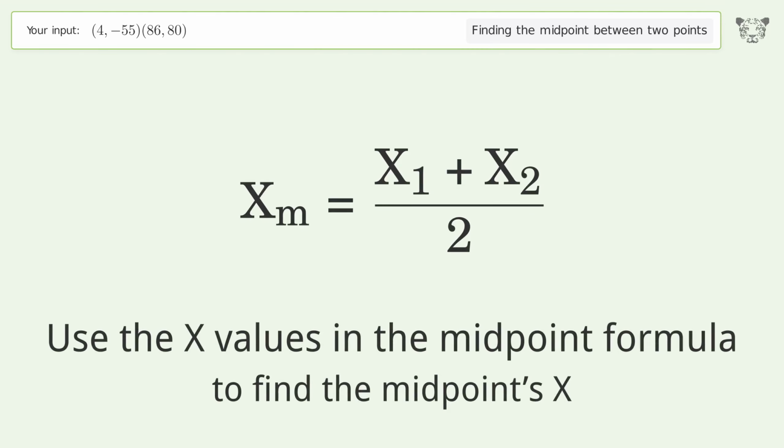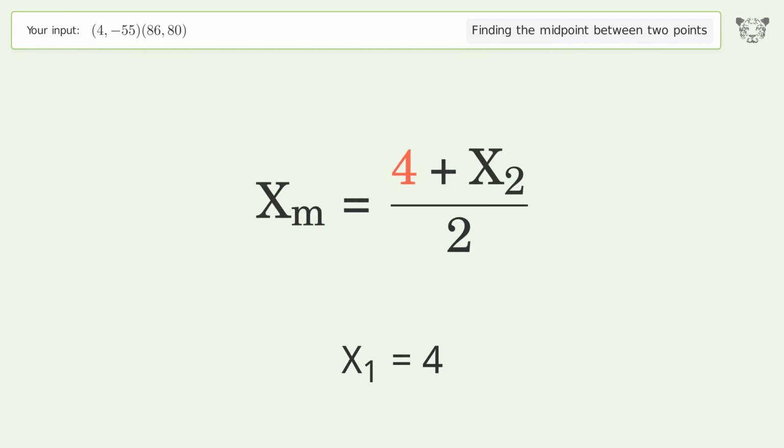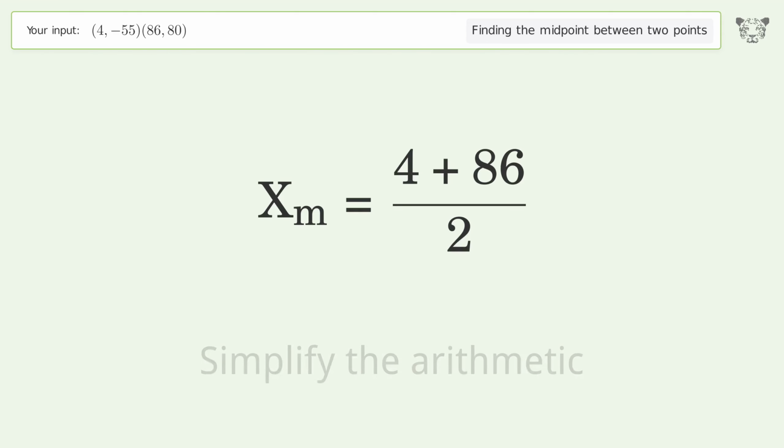Use the x values in the midpoint formula to find the midpoint's x. x1 equals 4. x2 equals 86. Simplify the arithmetic.